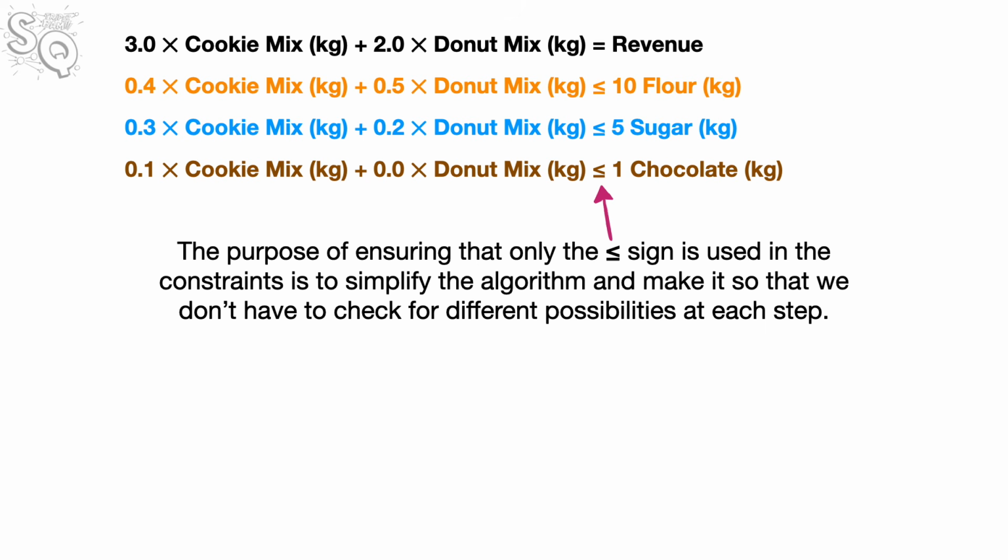The purpose of ensuring that only the less than or equal to sign is used in the constraints is to simplify the algorithm and make it so that we don't have to check for different possibilities at each step.